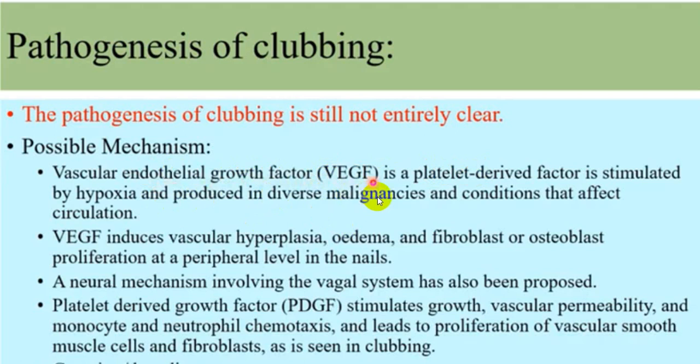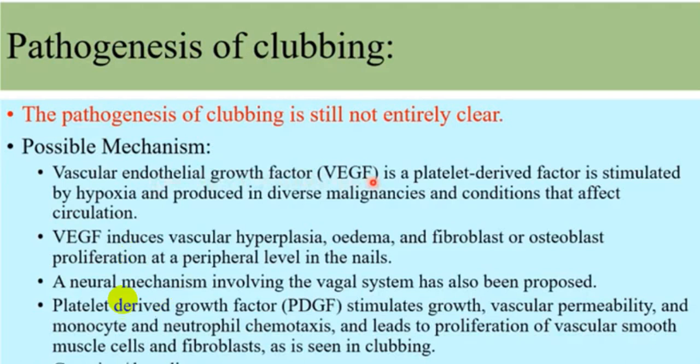and conditions that affect the circulation like AV fistulas, aneurysms, etc. And this particular endothelial growth factor will induce vascular hyperplasia, edema, fibroblast proliferation, and even osteoblast proliferation, which will finally end up in what we call hypertrophic osteoarthropathy at peripheral levels in the nails.